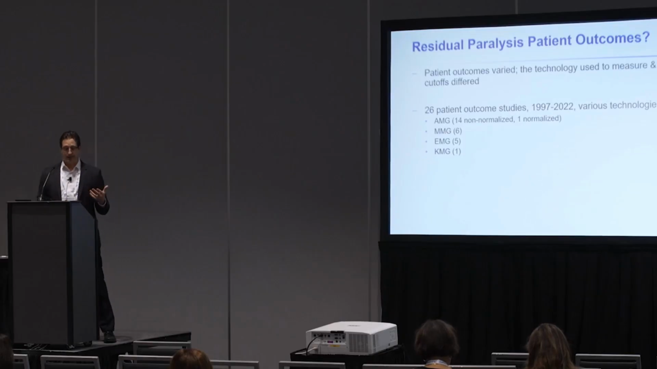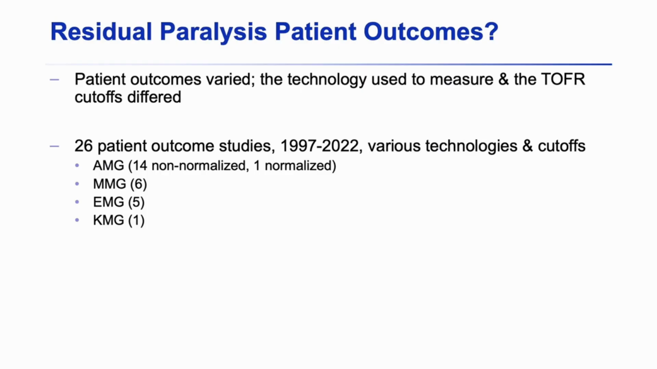However, that being said, I want to make you aware that there are studies out there. There's 26 of them that I'm going to show you in just a second, from 1997 to 2022. And you'll see there's various technologies as well as various cutoffs, though it all circles around and is close to the 0.9 train-to-4 ratio, which is why we use that in our recommendation.